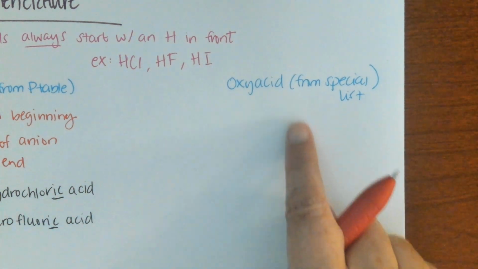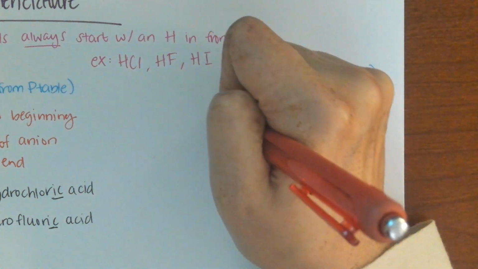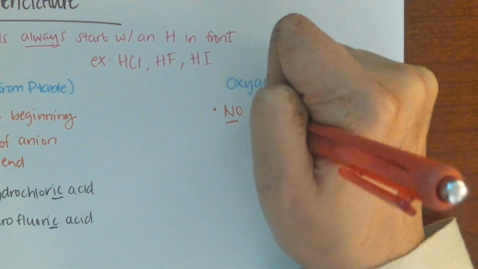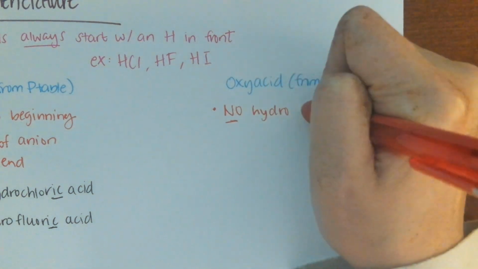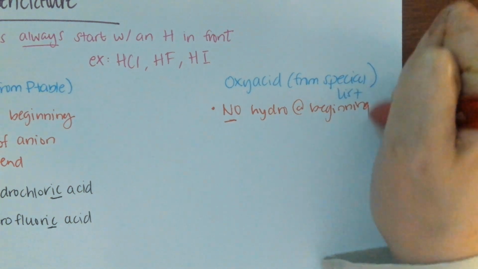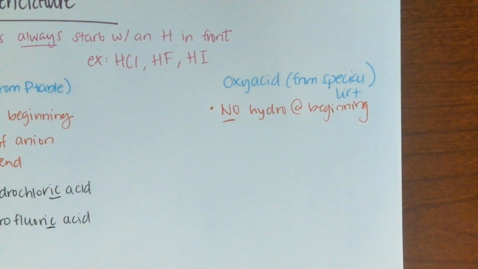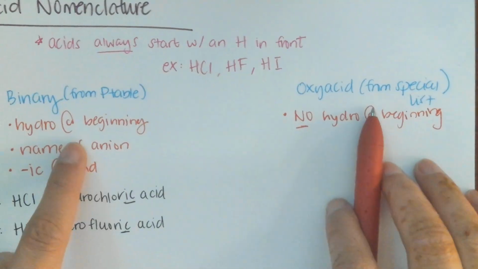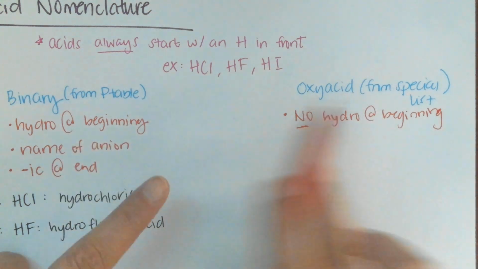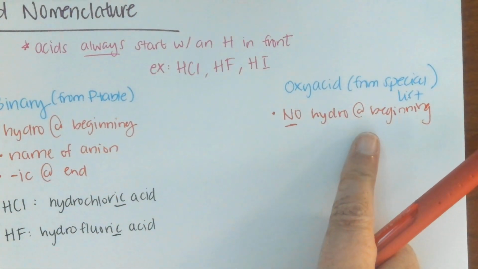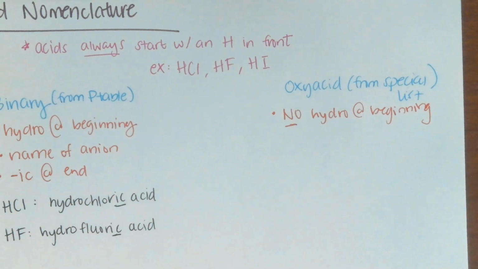Alright, so for the rules, this is where it gets tricky. You do not put any hydro at the beginning. So no hydro at the beginning at all. If it comes from the polyatomics, when it comes from the specialist, you do not put any hydro anywhere near it. That's what's tricky, because whenever you see an acid, your first instinct is to just put hydro all the time. But no, be careful. If it's from the specialist, do not put hydro.